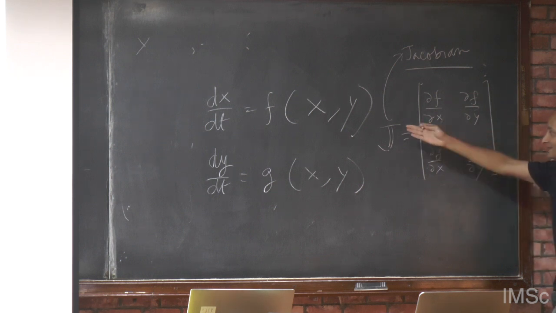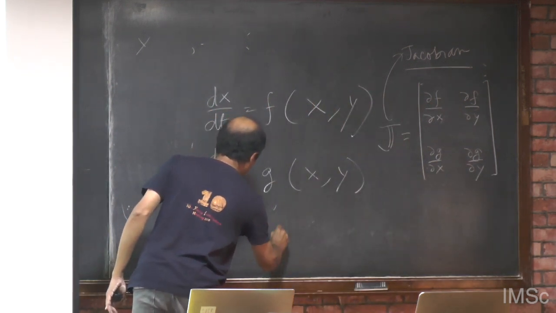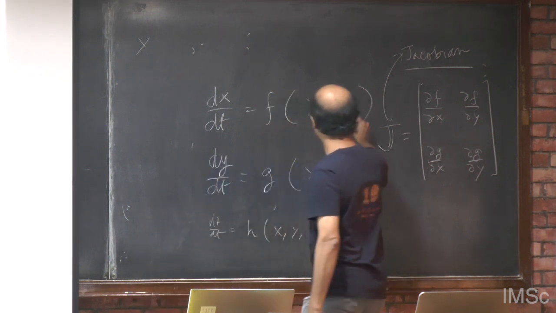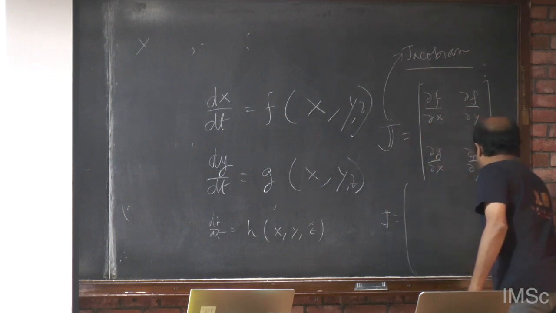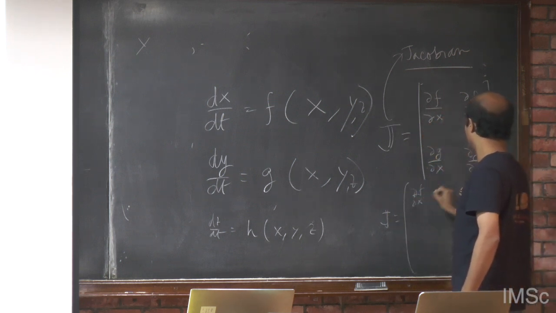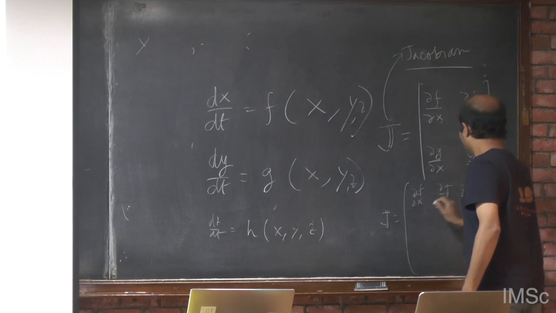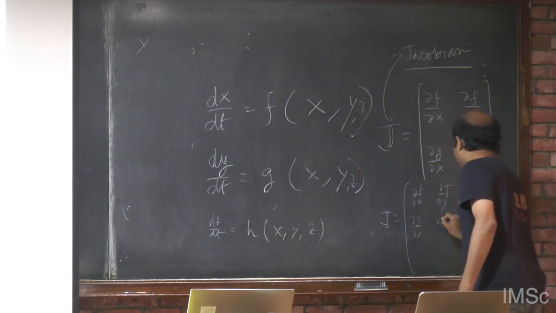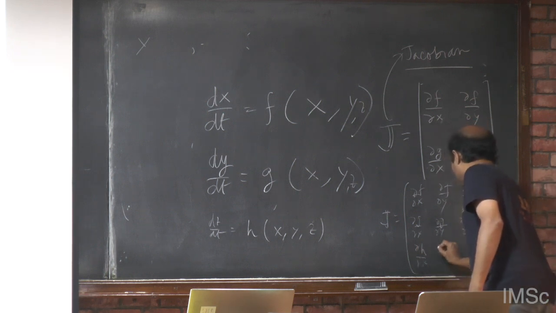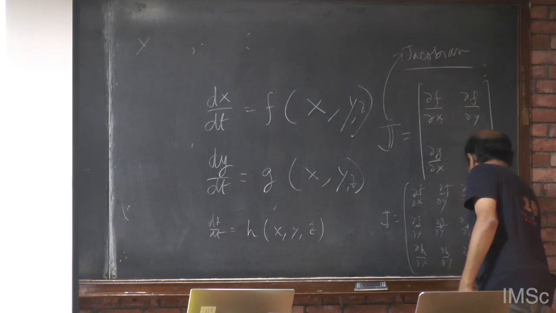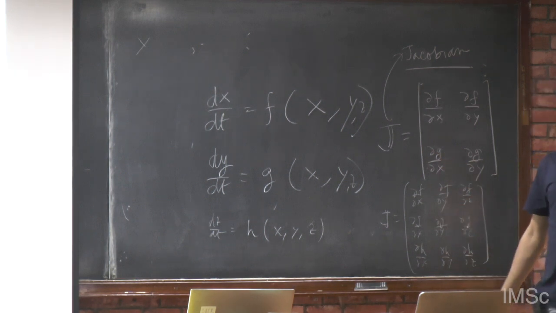Okay. So if you had a third variable, so if I now impose, let's say, dz/dt, which is, let's say, h of x, y, and z, okay, so then the corresponding Jacobian would simply be a 3 by 3 matrix, which goes like del f/del x, del f/del y, del f/del z, del g/del x, del g/del y, del g/del z, and then del h/del x, del h/del y, and del h/del z. Okay? So you can easily generalize to any number of coupled differential equations that you want.